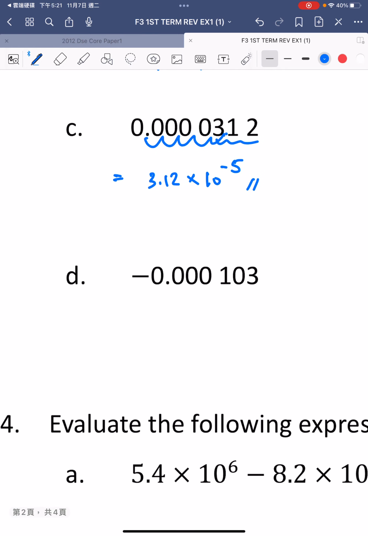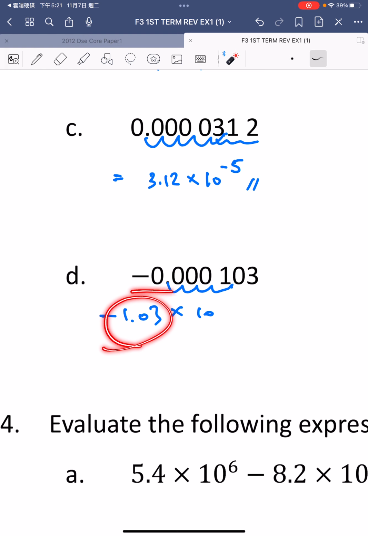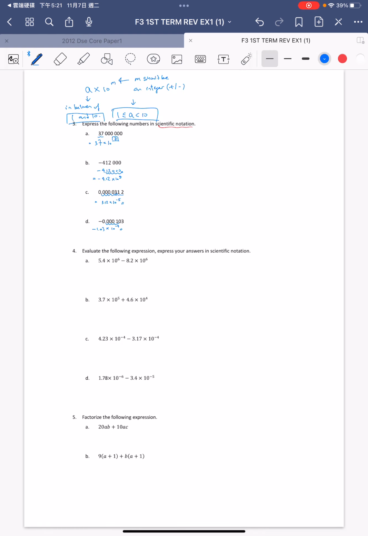So for the last one, we have negative 0.000103. First of all, our dot should be put here, isn't it? So now we have negative 1.03 times 10 to the power of what? You can see this is moving 1, 2, 3, 4 times. But actually, we're making this number much smaller, so we have to take negative 4 as the power. Okay, so that's for question 3.